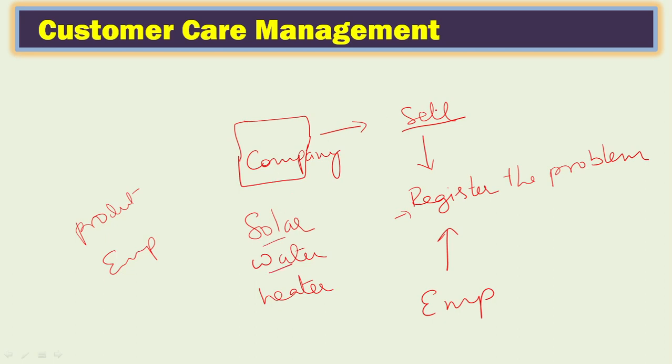The company sells solar water heaters to customers. If customers have a problem, they will call you back and tell you what the problem is. If there is a problem, then an employee has to go and solve it, right? Therefore, we can create employees, we can create the product, and we can sell the product to the customer. These are the main options that should be in this particular project.